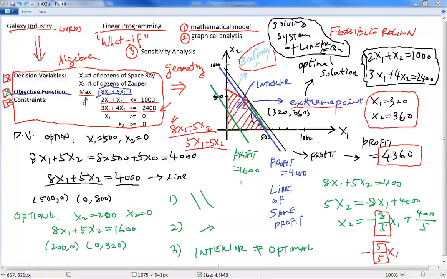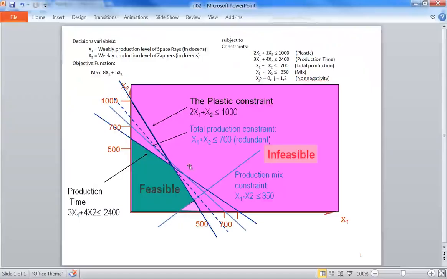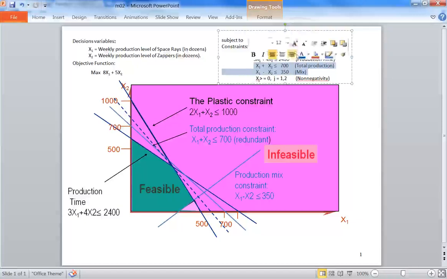So I'm almost running out of space on this whiteboard. Let me use a PowerPoint slide to continue our brief overview of what-if analysis. And so here we have 2 additional constraints. By the way, this is actually the full example of Galaxy Industry used in the textbook.